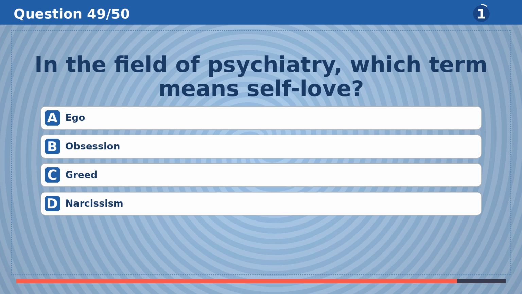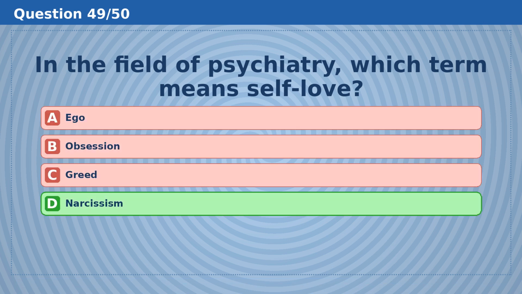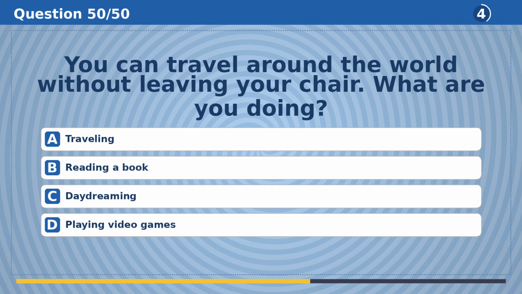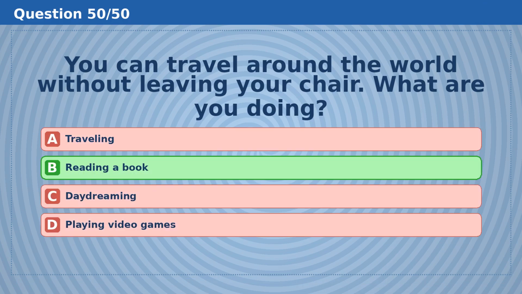In the field of psychiatry, which term means self-love? The answer is D, Narcissism. You can travel around the world without leaving your chair. What are you doing?